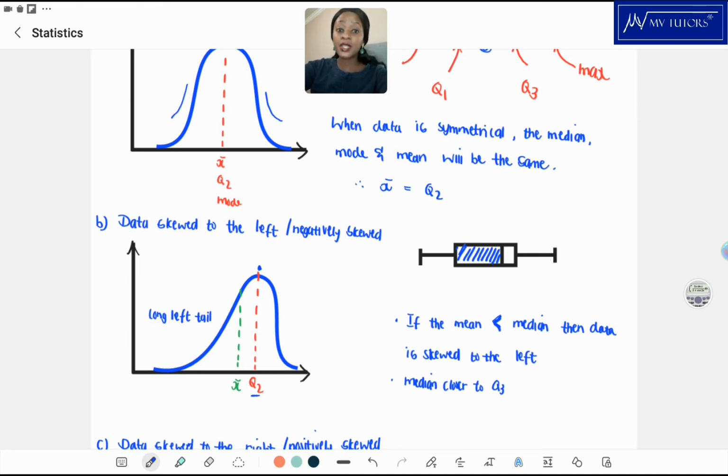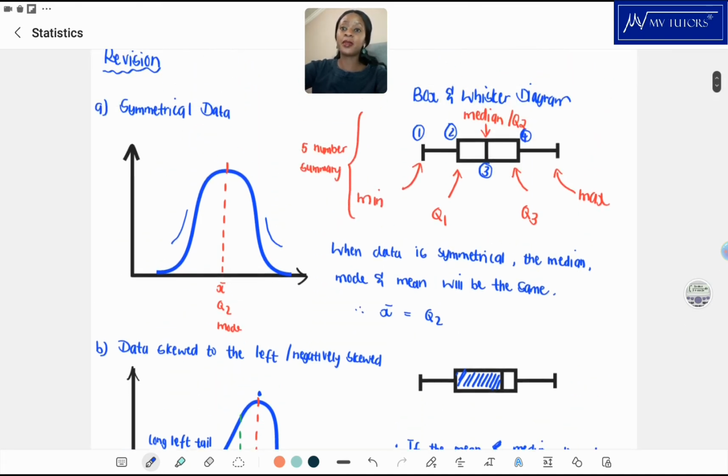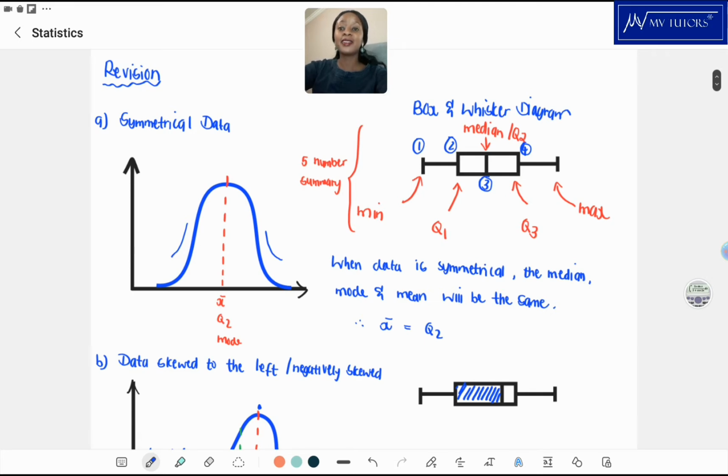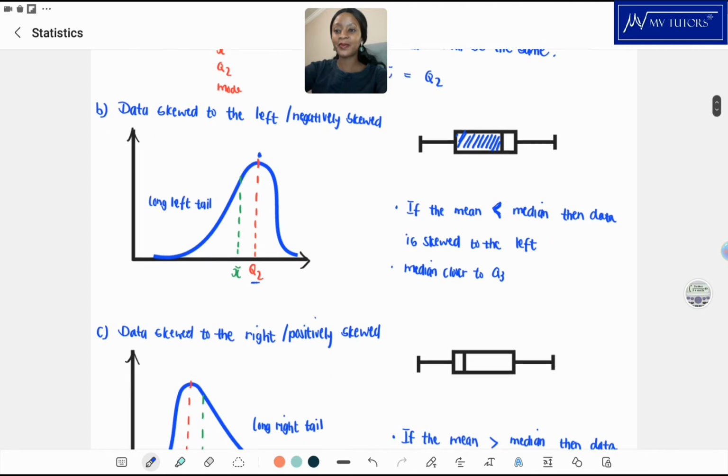So if you were to calculate at some point, maybe you don't have a box and whisker diagram, or you don't even have a graph to show, you can use that knowledge to say that if my mean is smaller than my median, I know that my data is skewed to the left. And your median is actually closer to your upper quartile, Q3. Remember that on the box and whisker diagram? Q3 is your upper quartile, Q1 is your lower quartile.